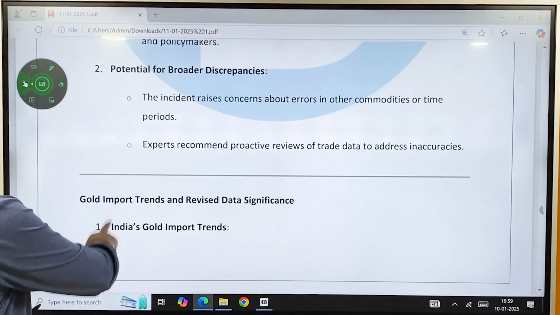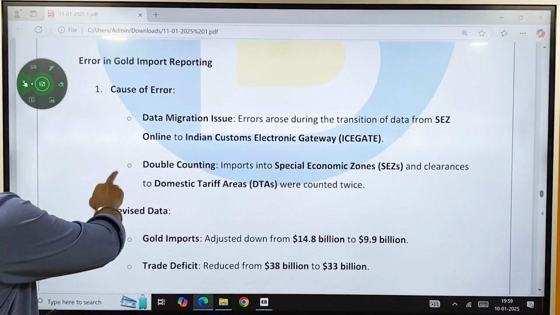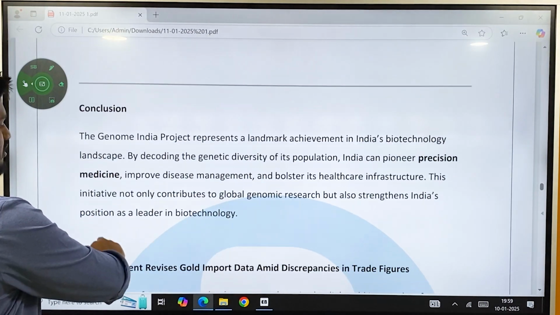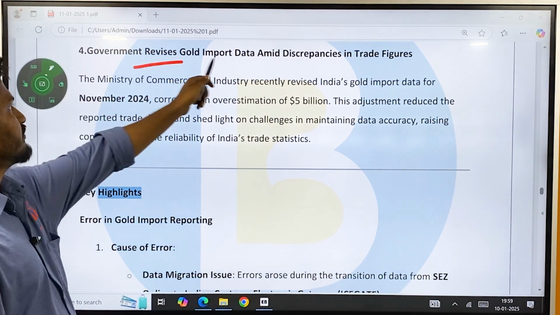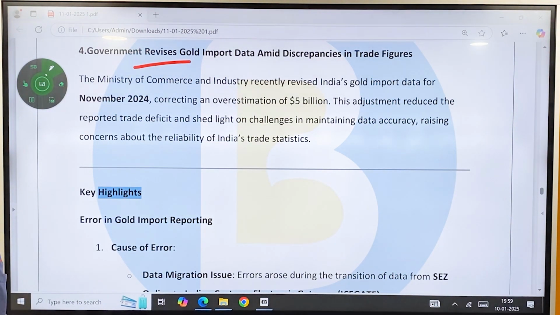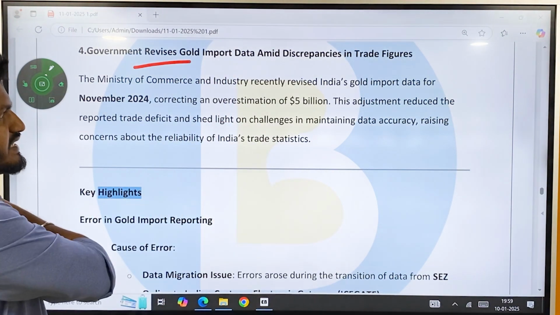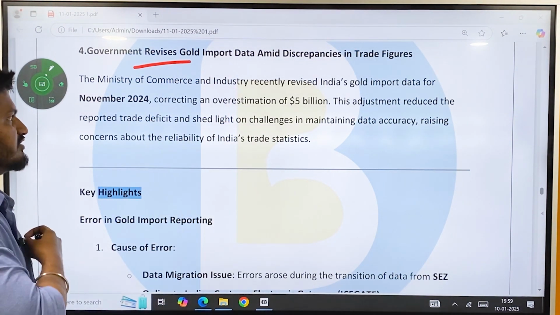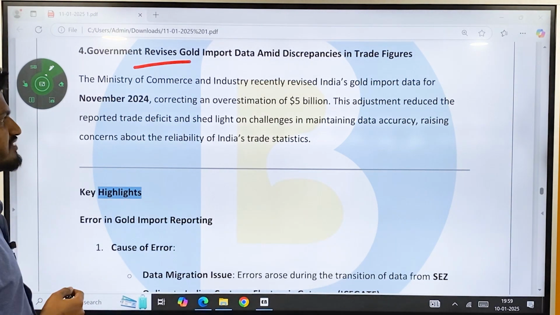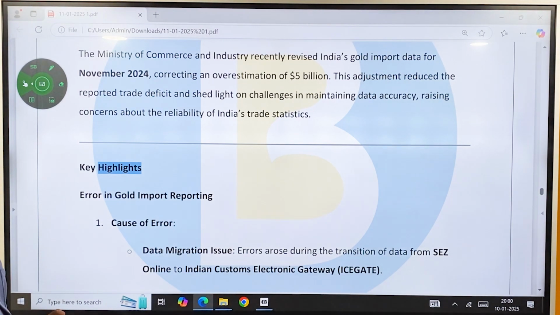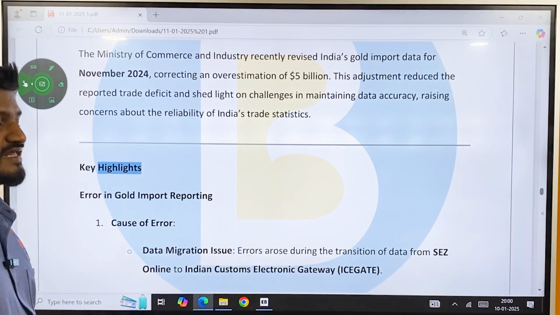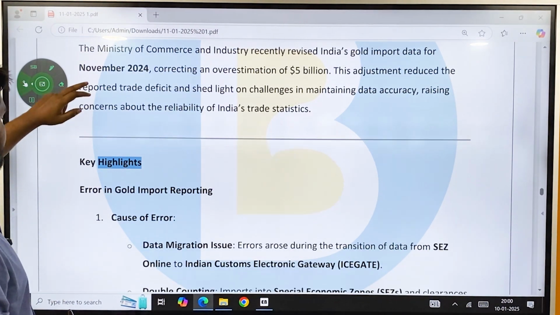Third article is about gold imports. There has been a discrepancy in the calculation of gold imports. So that has been adjusted. The article reads, government revises gold import data amid discrepancies in trade figures. The Ministry of Commerce and Industry recently revised India's gold import data from November 2024, correcting an overestimation of 5 billion. This adjustment has reduced the reported trade deficit and shed light on the challenges of data accuracy, raising concerns about the reliability of India's trade statistics.